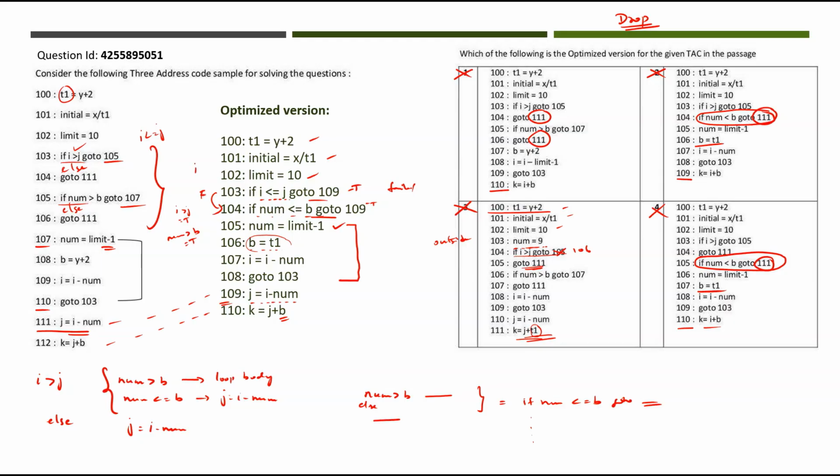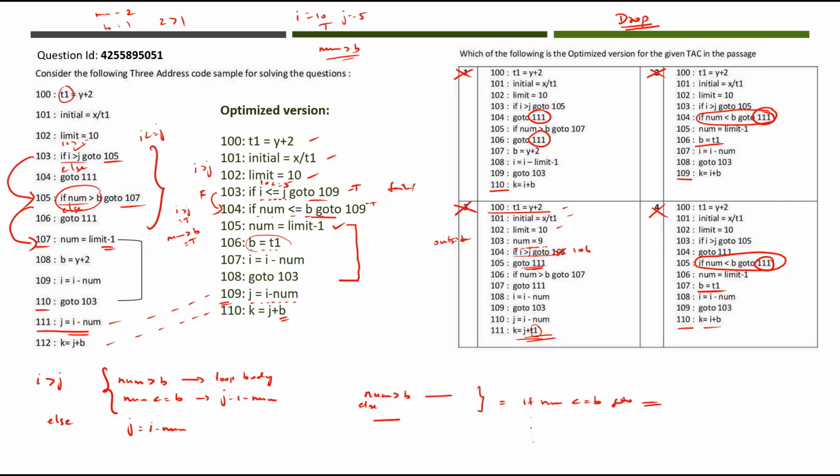Till I greater than j is going to be true, the body of the loop will be getting executed. Let's take I is equal to 10 and j is equal to 5 for example. So here I am going to check 10 greater than 5. If it is true, it will go to 105. It will check for the next condition. Take num to be 2 and b to be 1. 2 greater than 1. If it is true, it will go to 107. Just check the same logic here. 10 is less than or equal to 5.